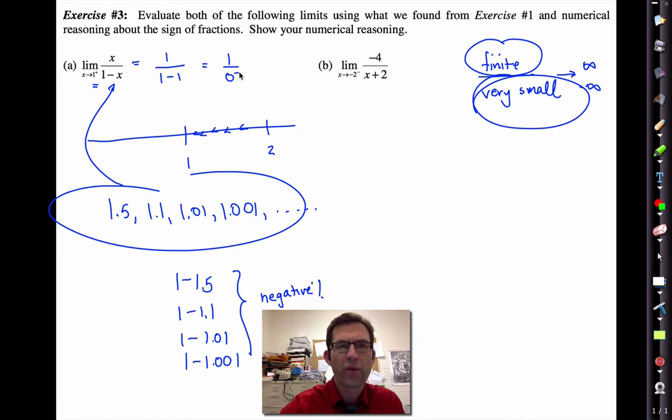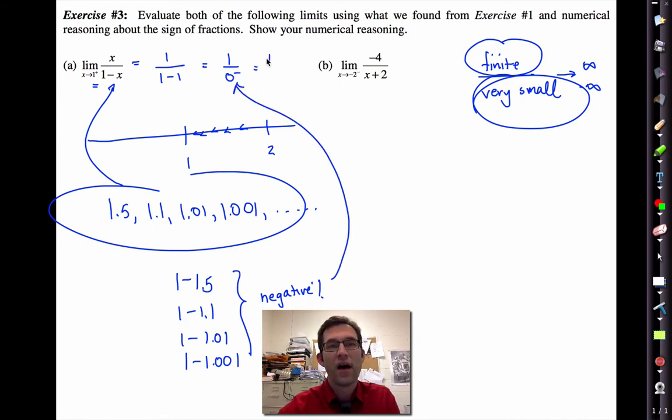So if I really wanted to write out my work, I'd show it like this. And then I'd say a positive divided by a negative is a negative, and it's heading to infinity. So negative infinity, right? It just recognizes the fact that when I divide a non-zero number by a number approaching 0, the result has to go to infinity or negative infinity.